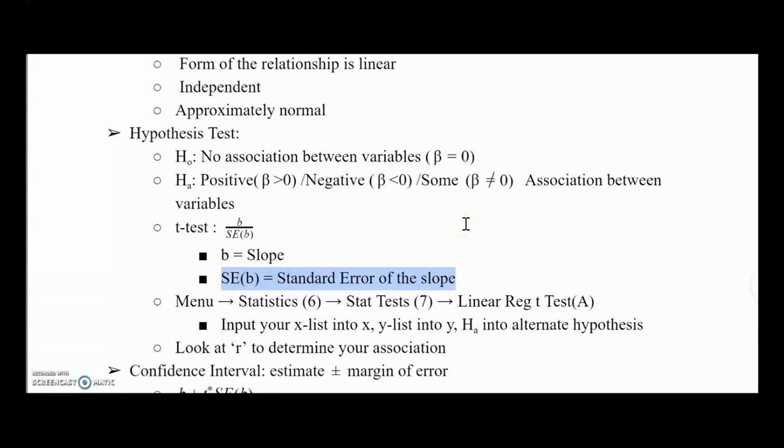This is not given in the test, and a lot of times you'll get MCQ questions which will give you either your t-test statistic, your slope, or your standard error of the slope, and it'll ask you to find the third one or find an expression for the third one. So I would highly recommend memorizing this.